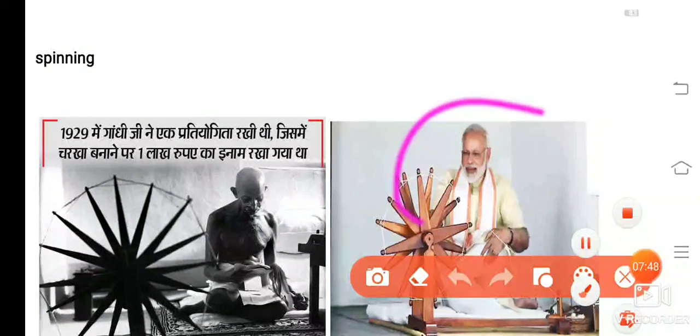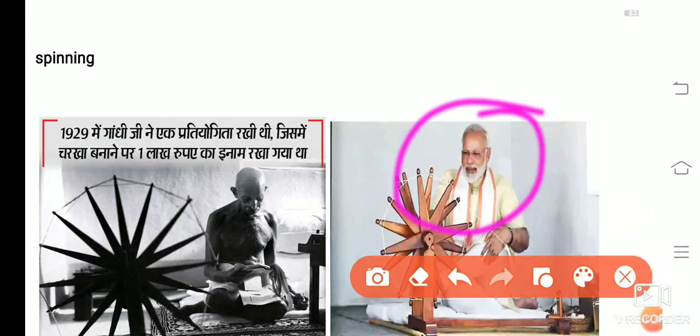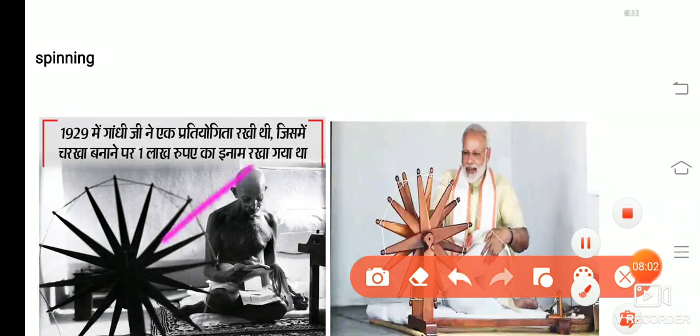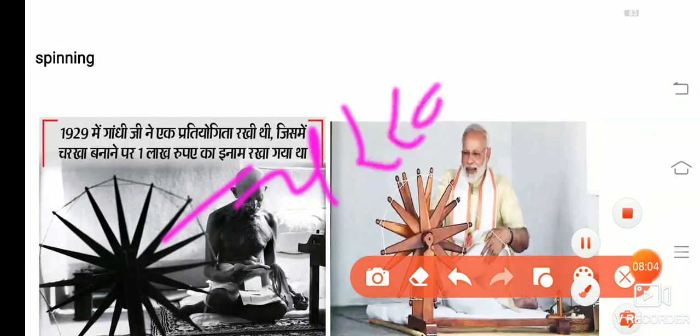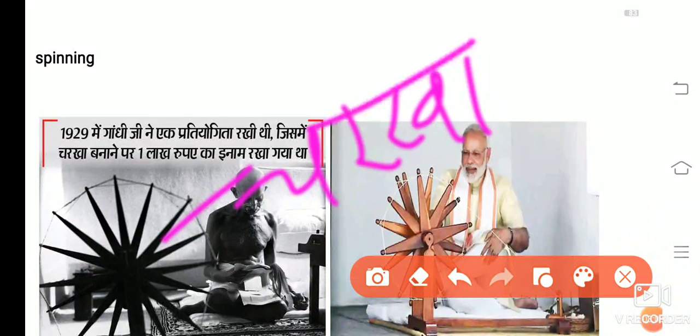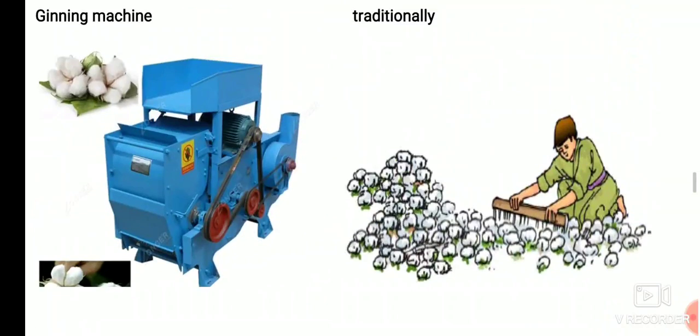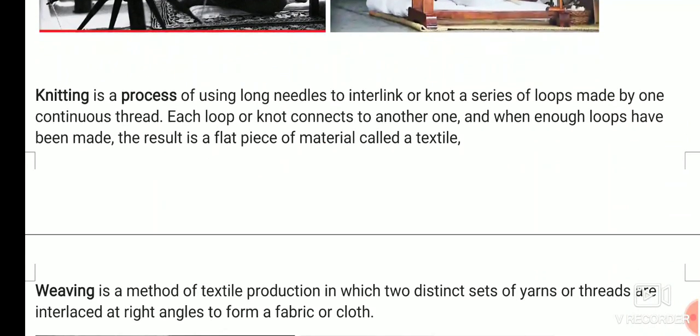Now in the next diagram, who is that? Identify the person, very well known. He is none other than our present Prime Minister Narendra Modi. Now, this device is called charkha. This, right? So it basically started from Gandhiji. Now it continues. Now, so it is clear, spinning.